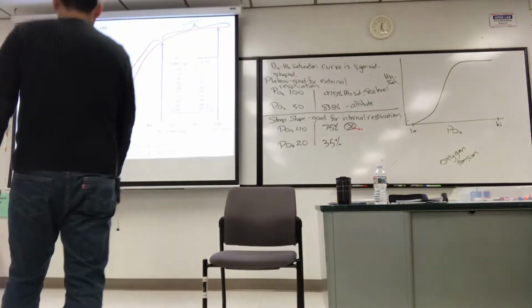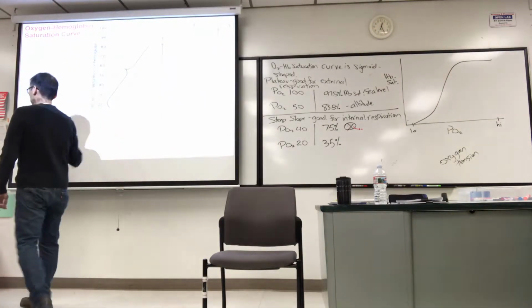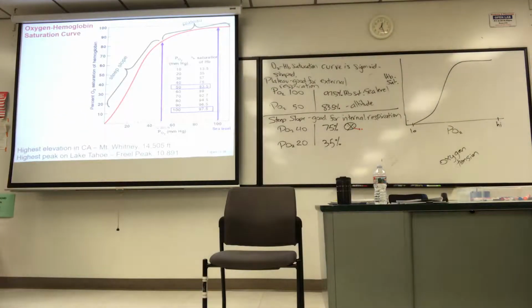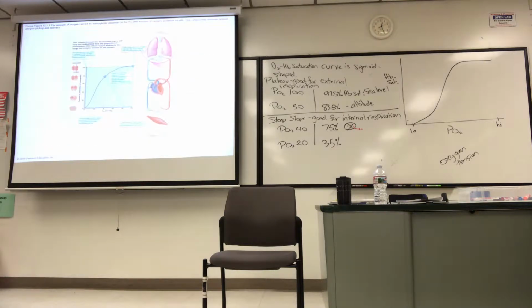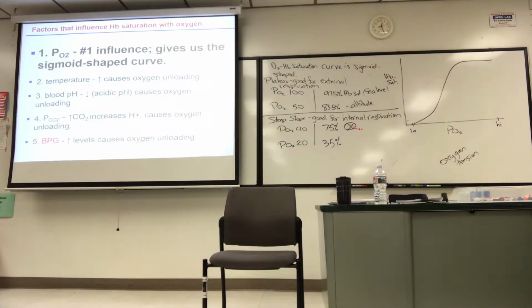All right, before the break, we talked about PO2 as determining hemoglobin saturation. However, there are other factors that affect hemoglobin saturation. They're listed here, but again, the number one influence is the partial pressure of O2. It makes us have that S-shaped curve. But let's look at the other things that influence saturation, 2, 3, 4, and 5.